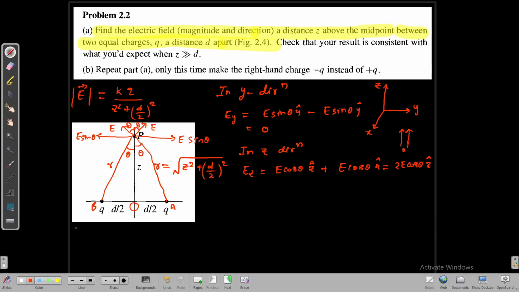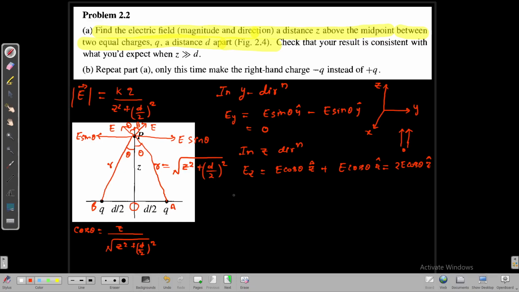Cos theta is equal to base upon hypotenuse. So it is Z upon under root of Z square plus d by 2 to the whole square. Fine. Till this is fine.